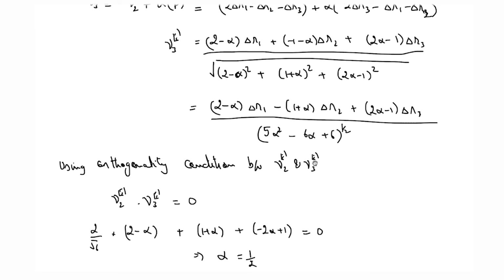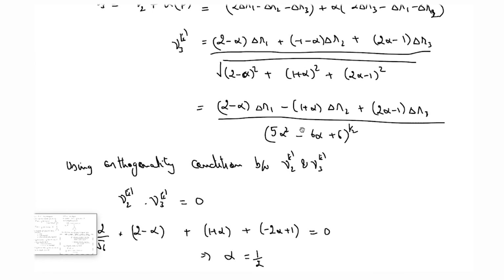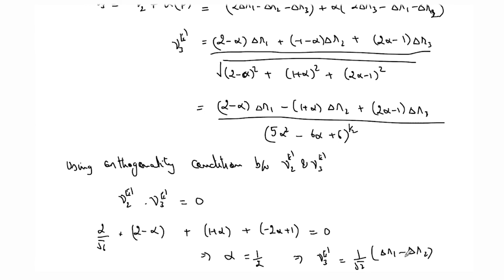Now substituting this value of alpha, I will get a normalized nu3 E prime, which is nothing but 1 by root 2 (delta R1 minus delta R2). So I'm getting a different form here, but R1, R2, R3 are interchangeable, so it does not matter whether I'm getting R2 minus R3, R3 minus R2, or R1 minus R3. The point is that one of the bonds is increasing in bond length and another bond is decreasing in bond length, right? So that finishes up visualizing the stretching modes.